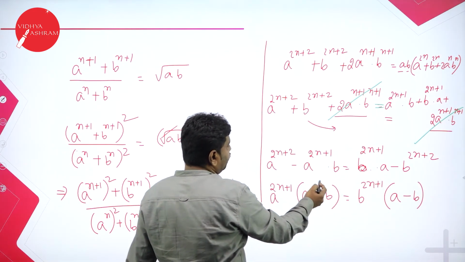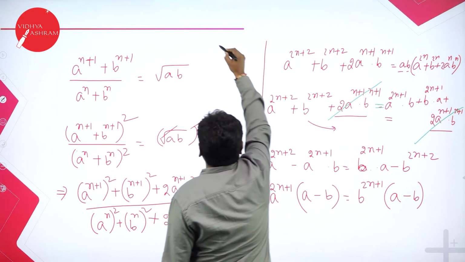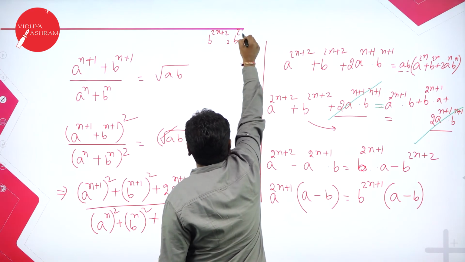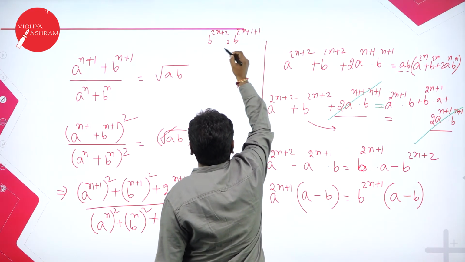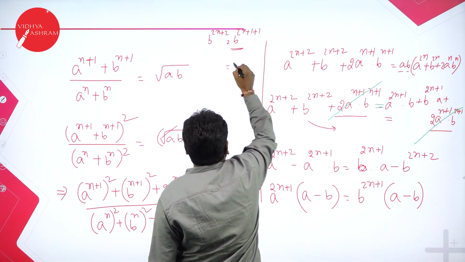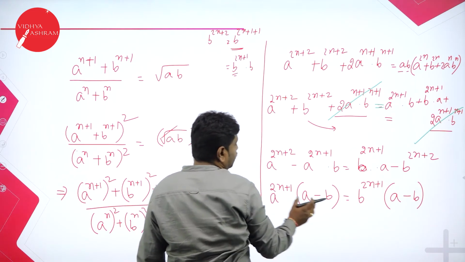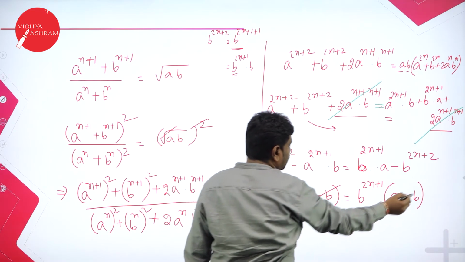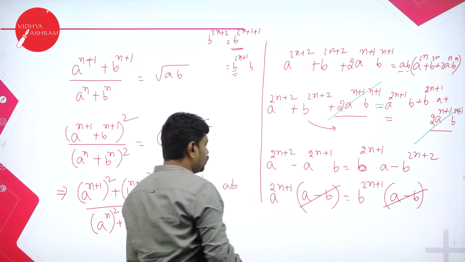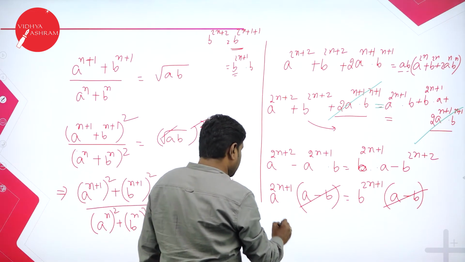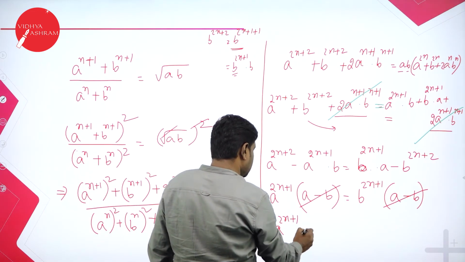See, now use law of indices. So dear students, b^(2n+2) can be written as b^(2n+1) plus 1. So this part again I can write b^(2n+1) into b. And this we took common. So now a minus b cancels. We are left out with a^(2n+1) is equal to b^(2n+1).